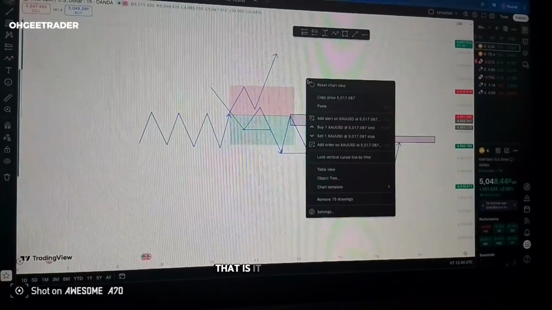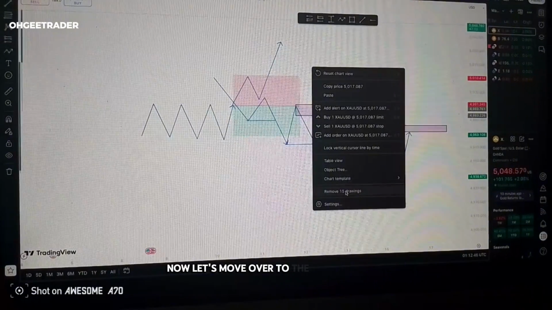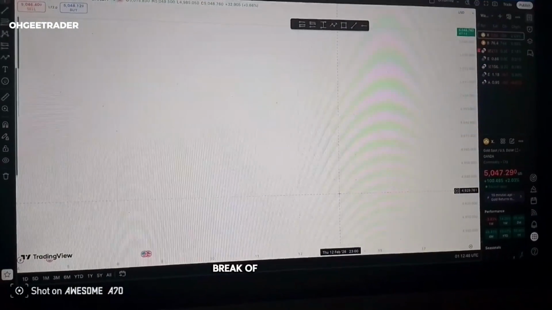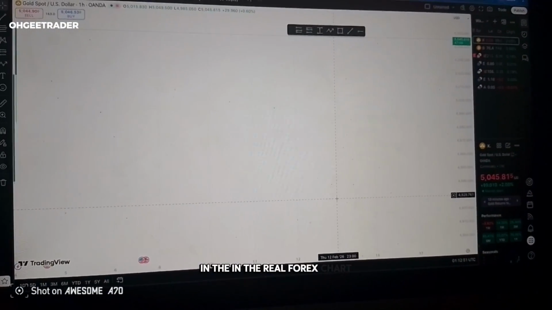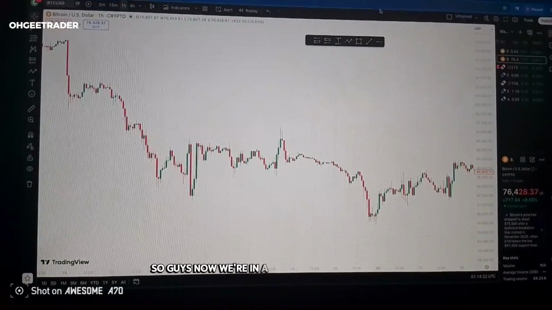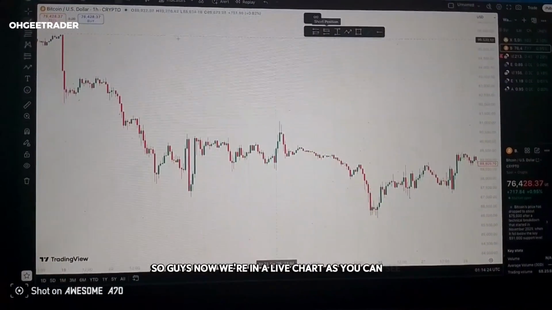So really, that is it, guys. Now let's move over to the chart to spot breakout structure in the real forex chart. So yeah, guys, now we're in a live chart. As you can see, the market is selling.